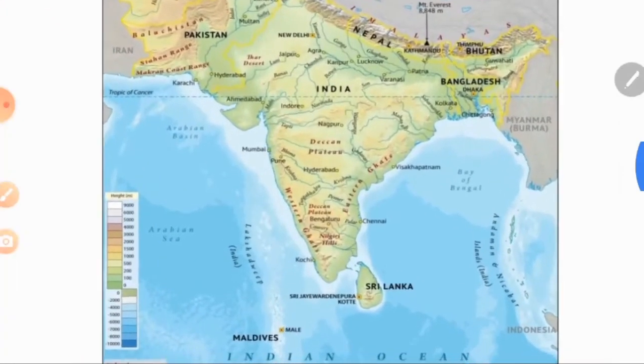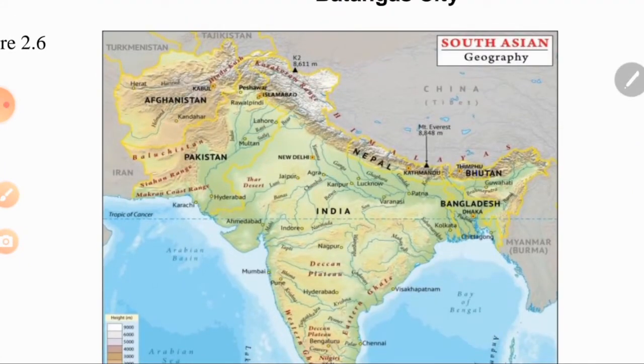Yan, makikita nyo yung Himalayas. The barrier.